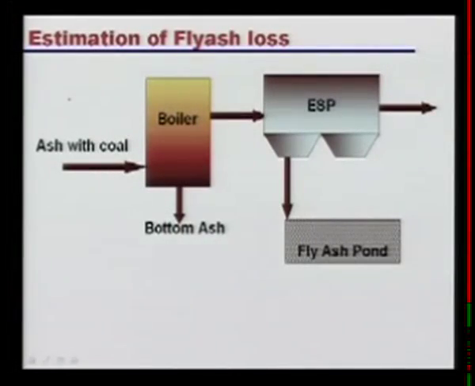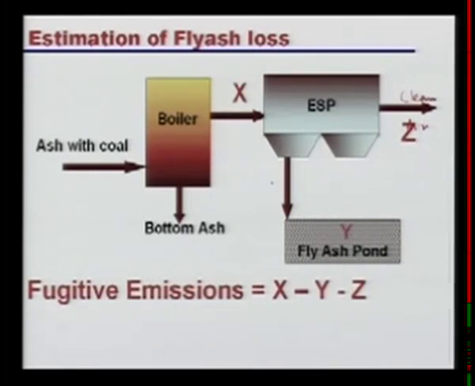Again, this is showing the estimation of the fly ash losses. You see here the ESP, the electrostatic precipitator, where we are removing the particles. So this is the clean air, and the particles go to the fly ash pond, but as they go to the fly ash pond, there are emissions which occur from here, as I showed in the last slide also.